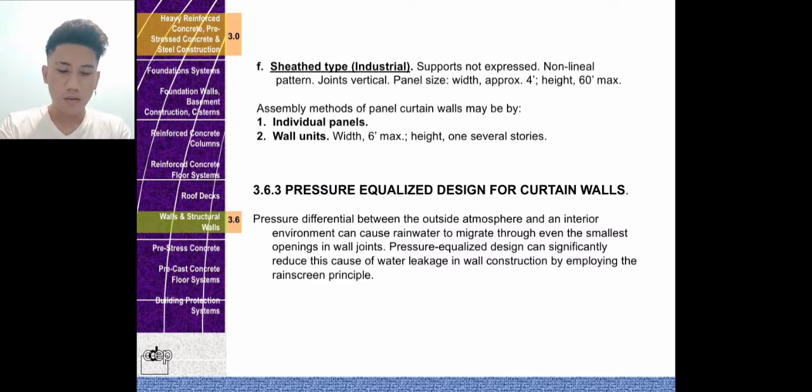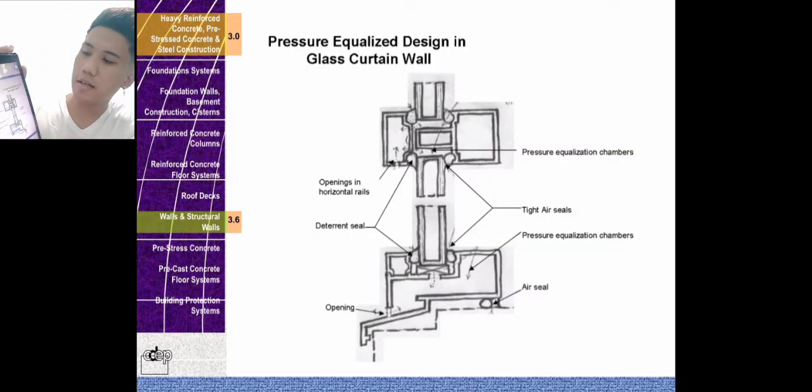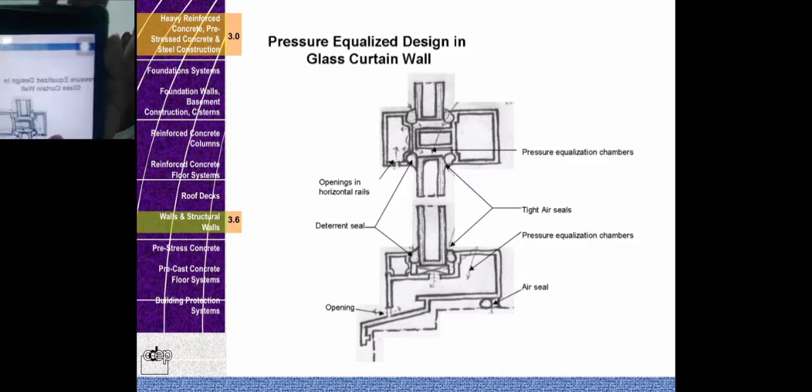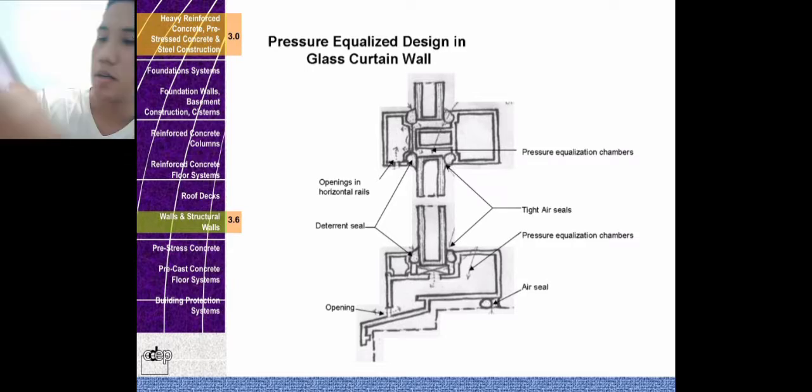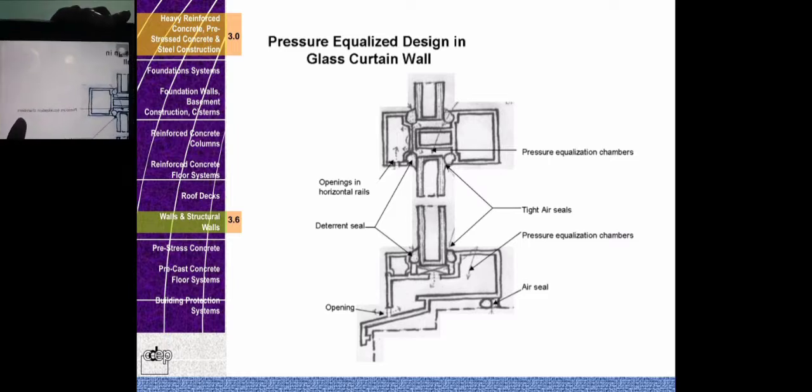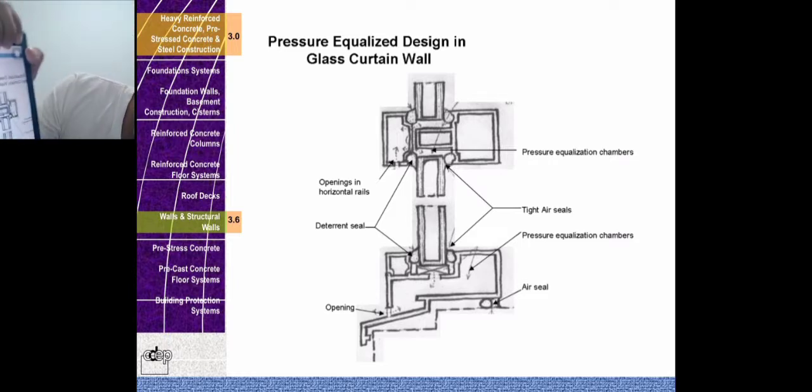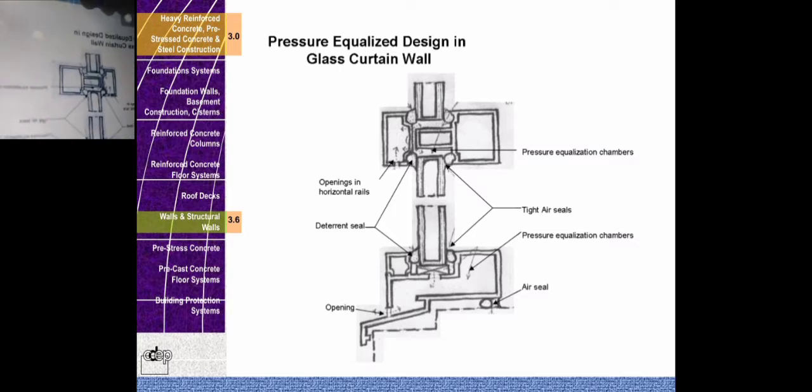Pressure equalized design curtain walls. Pressure differential between the outside atmosphere and interior environment can cause rainwater to migrate through even the smallest opening in wall joints. Pressure equalized design can significantly reduce the cause of water leakage in wall construction by employing the rain screen principle. Pressure equalized design in glass curtain walls. Horizontal rail, deterrent seal, opening, pressure equalization chambers, air cells.